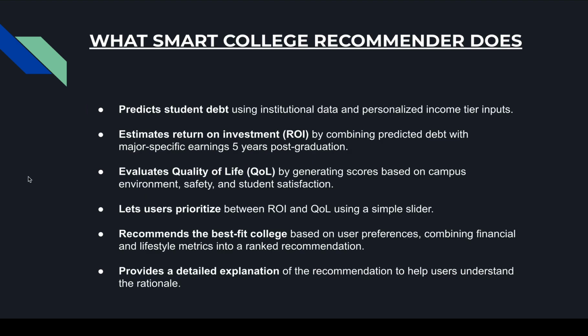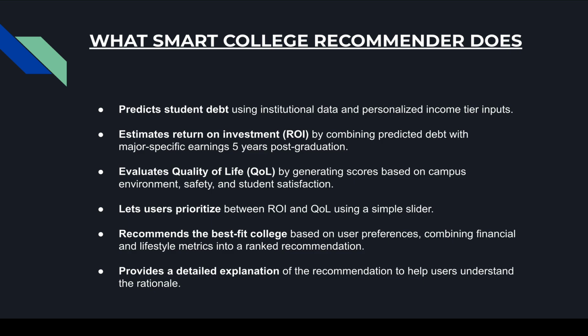So Smart College Recommender basically predicts student debt using institutional data and personalized income tier outputs. It estimates ROI by combining debt predictions with major specific earnings 5 years post graduation. It evaluates the quality of life by analyzing campus experience, student satisfaction, and safety.